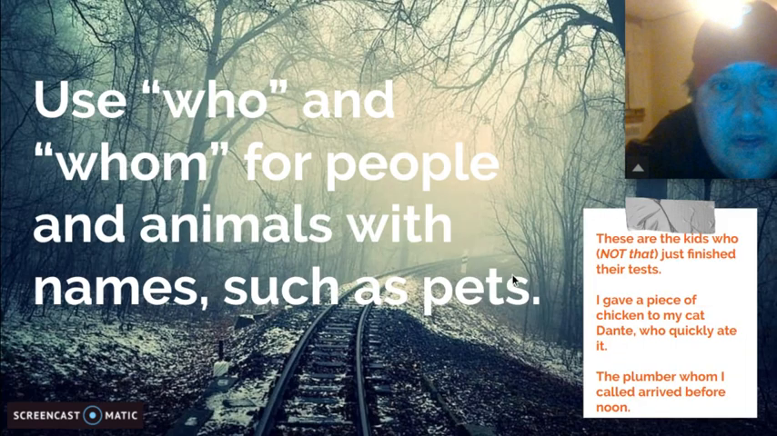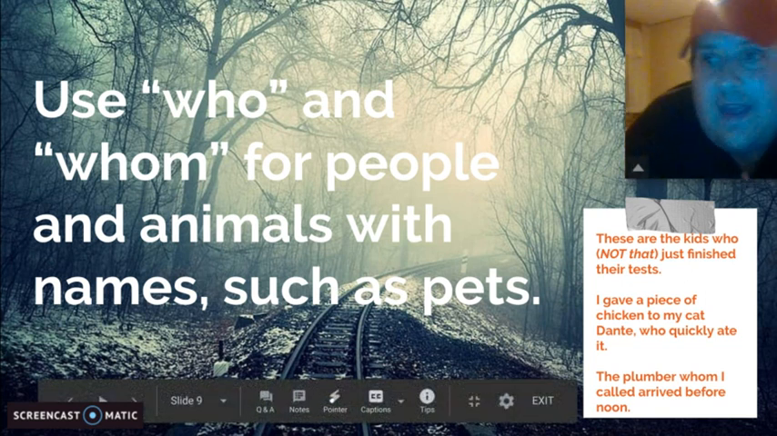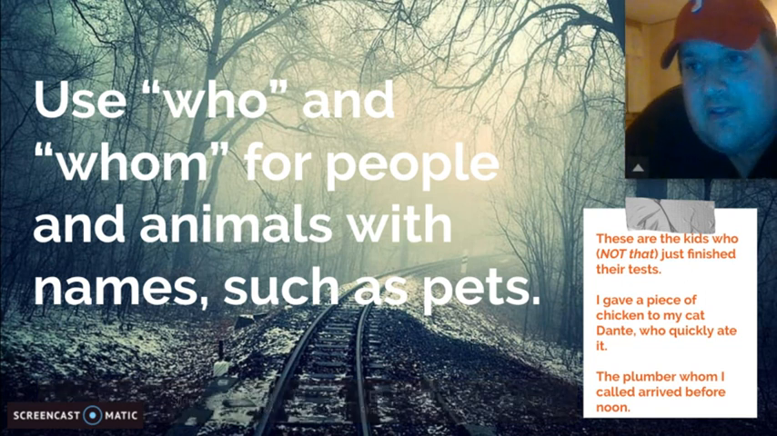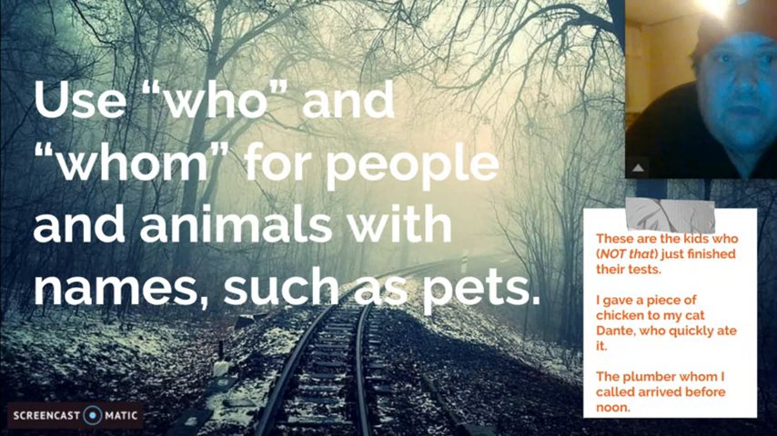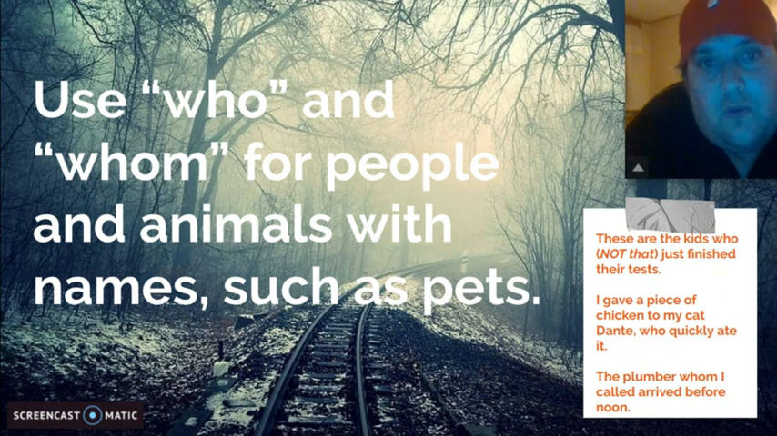Okay, so now which and that are used for things, and you'll see them in other places too. But for the most part, which and that are used for things. But here, we use who and whom for people and animals with names, such as pets, right? So, for example, these are the kids who, not that, just finished their tests. I gave a piece of chicken to my cat Dante. It's a proper noun, comma, who quickly ate it. The plumber, whom I called, arrived before noon.